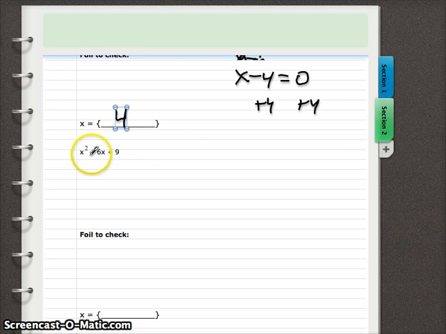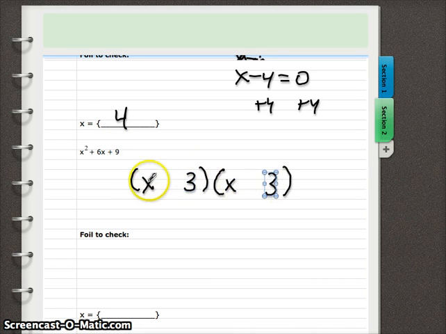Is the first term a square? Yes. What is its root? The square root of x squared is x. So put that there. Is the last term a square, and can we take the square root of it? Well, yeah, 9's a square, and the square root is 3. So we've got 3 and x. Those are the roots. Let's multiply them together. We get 3x.